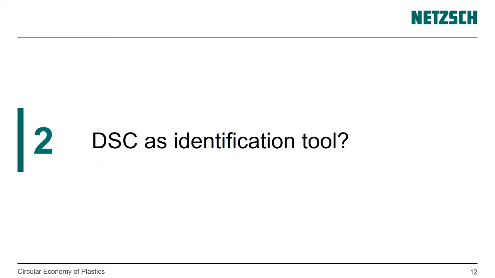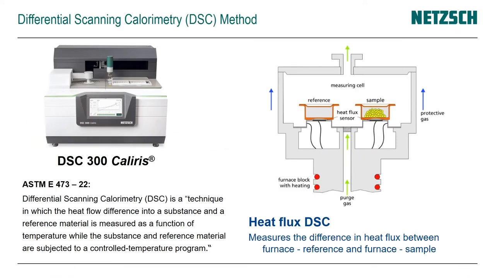So how can DSC be used as an identification tool? I'll do just a really quick recap, because I assume most of you have an idea, and we have other webinars that focus on the DSC method. Differential scanning calorimetry, short DSC, is a technique in which the heat flow difference into a substance, here on the right labeled as sample, and a reference material, which in our case is an empty crucible, is measured as a function of temperature, while the substance and reference material are subjected to a controlled temperature program. That's called a heat flux DSC.